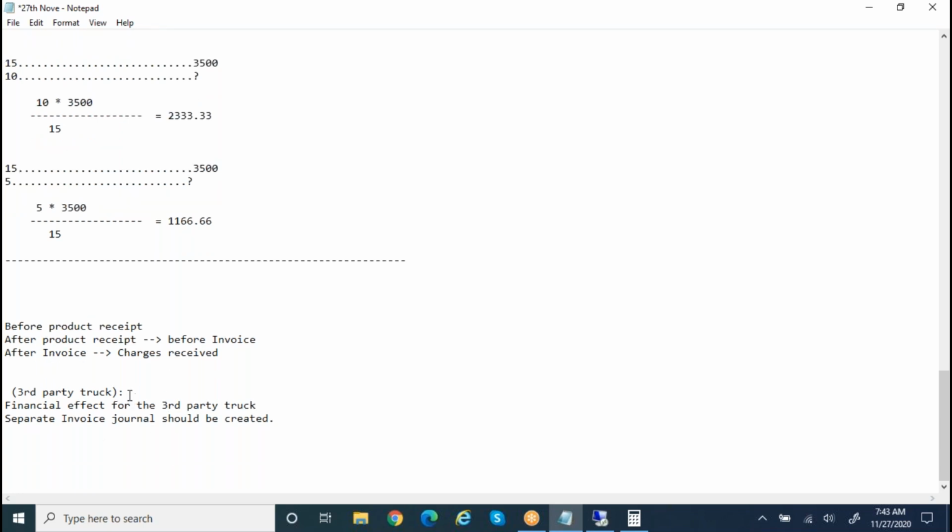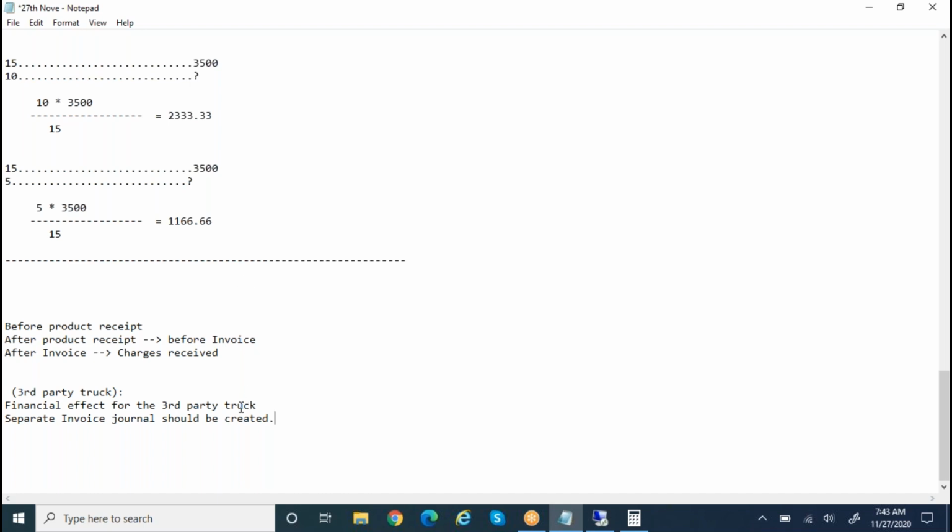Understood? Because I need to pay money, for that I need to enter an invoice journal. The invoice journal is without any item, so I need to update it. Okay, this is the first one. Second, if I am updating this one, will it update in the inventory? No.